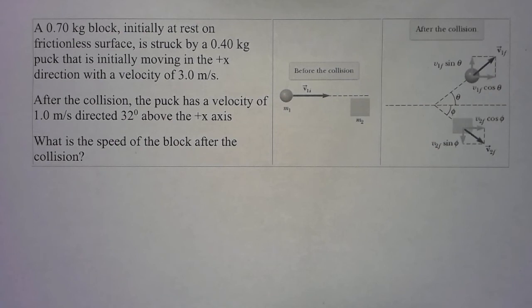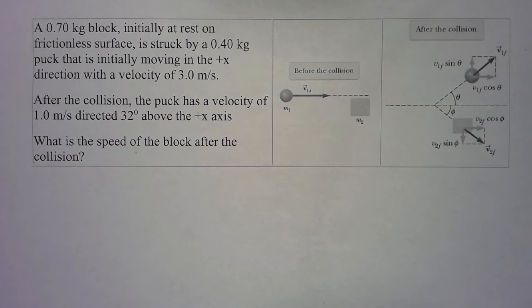3 meters per second. After the collision, the puck has a velocity of 1 meter per second directed 32 degrees above the x-axis, the positive x-axis that is. What's the speed of the block after the collision? We're actually going to find the velocity, the speed, and the direction in this case.